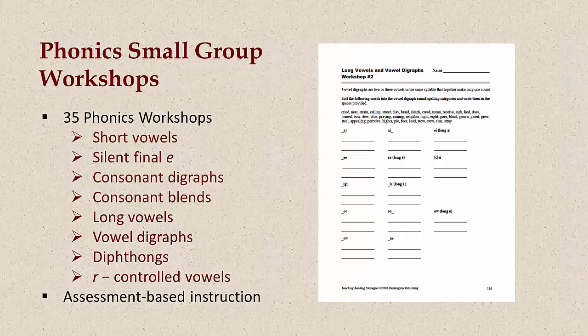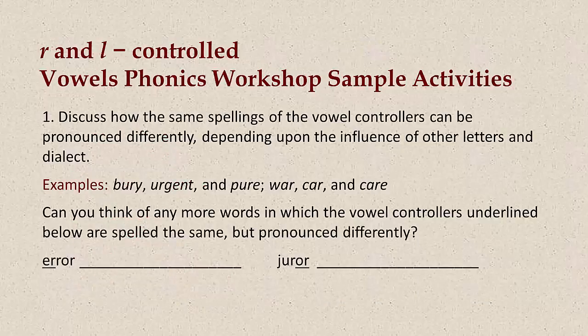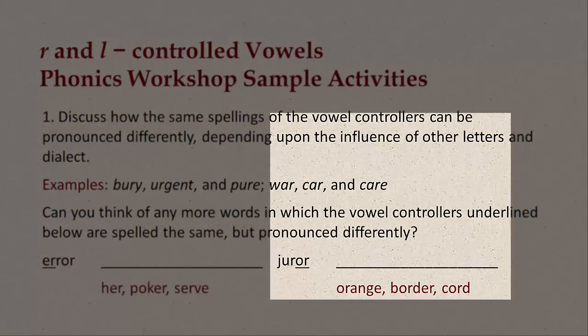To remediate vowel sounds phonics, here are a few samples from the 35 phonics workshops. These activities are from the R and L controlled Vowels Phonics workshop. Discuss how the same spellings of the vowel controllers can be pronounced differently, depending upon the influence of other letters and dialect. Examples: for UR are bury, urgent, and pure. For AR, war, car, and care. Can you think of any more words in which the vowel controllers underlined below are spelled the same but pronounced differently?